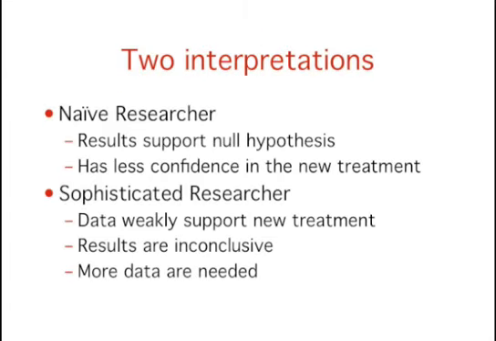A naive researcher would interpret this finding as evidence that the new treatment is no more effective than the traditional treatment. However, the sophisticated researcher, although disappointed that the effect was not significant, would be encouraged that the new treatment led to less anxiety than the traditional treatment. The data support the thesis that the new treatment is better than the traditional one, even though the effect is not statistically significant. This researcher should have more confidence that the new treatment is better than he or she had before the experiment was conducted. However, the support is weak and more data are needed.